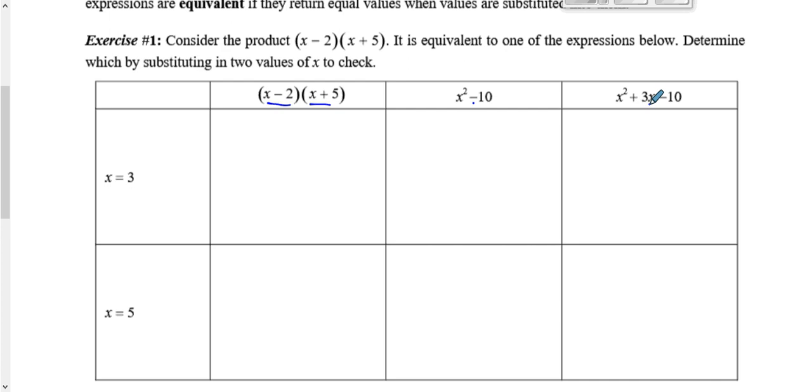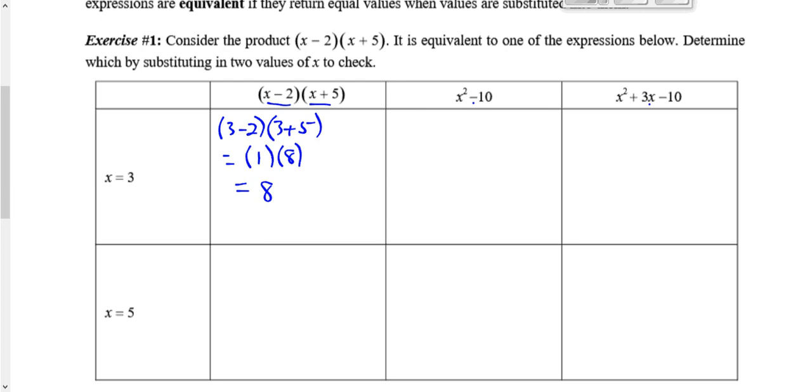Isn't it just x times x and negative 2 times 5? No, no. Let's plug in and see. Put in 3. So we'd have 3 minus 2 times 3 plus 5, right? And that is what? 1 times 8. And that's 8. Okay? Let's try the second one.